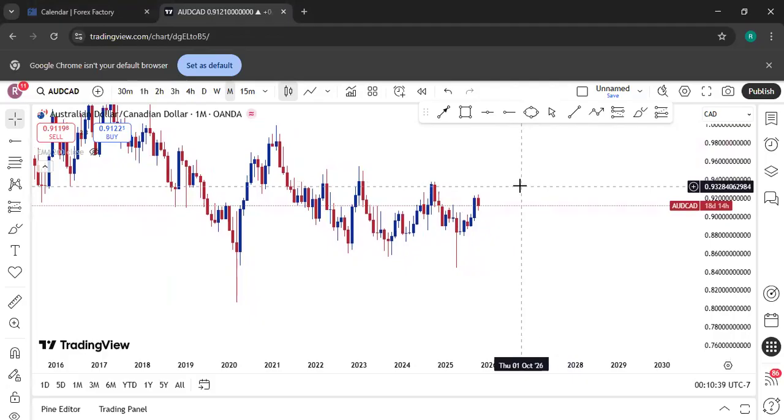So this is AUDCAD, and I'm going to be doing a top-down analysis from the monthly down to the weekly, the daily, and then possibly the 4 hour to look out for entries on it. So this is the monthly time frame.